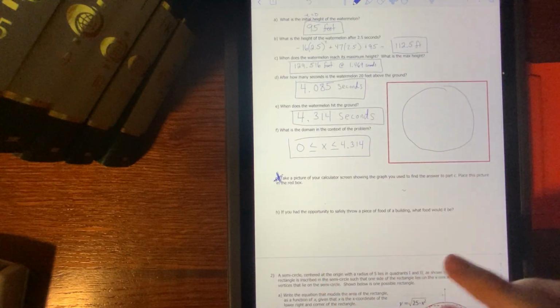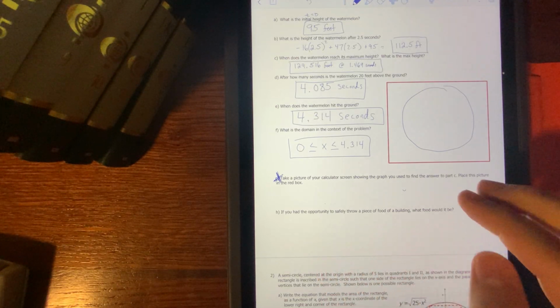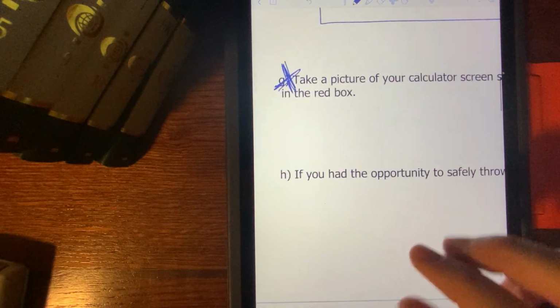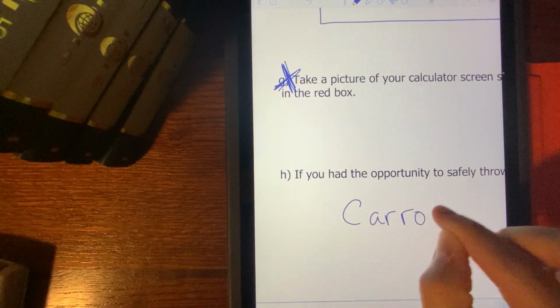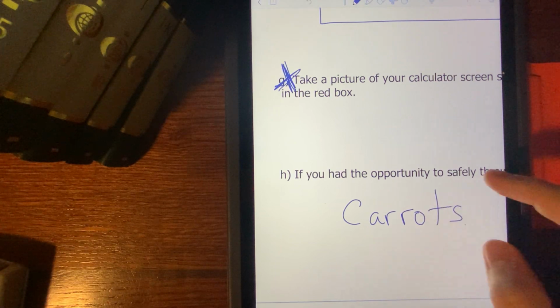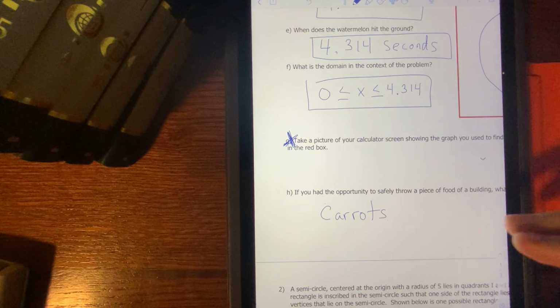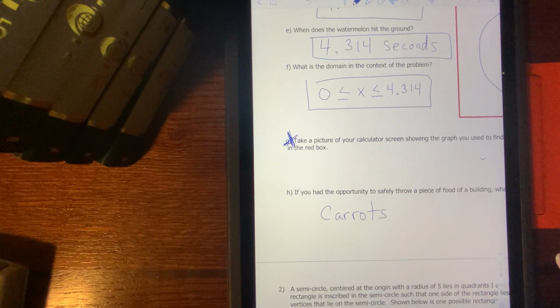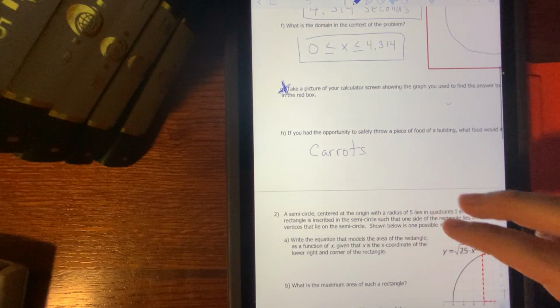H, oh, okay. If you had the opportunity to safely throw a piece of food off a building, what would it be? I guess it's up to you. I guess I would choose carrot or carrots, because if you're going to throw one, why not throw more than one? I would probably do carrots because I think it would be the least eventful thing. I think it would be the most uneventful food to throw off a roof. I feel like it would stay intact, wouldn't cause too much of a scene. That's what I'm all about.